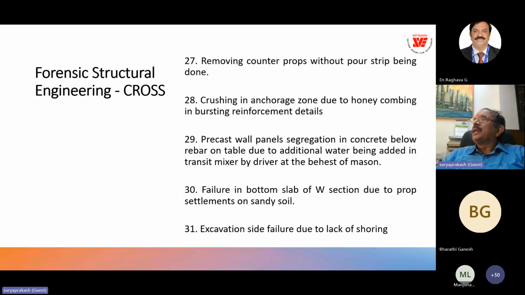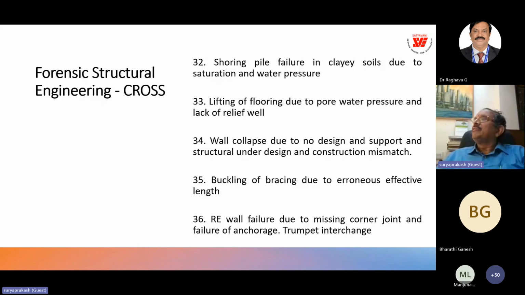And precast wall panel segregation in concrete. This is also an interesting case. Failure in bottom slab of W section due to prop settlements in sandy soil. Excavation site failure due to lack of shoring. And shoring pile failure in clay soils due to saturation and water pressure. Lifting of flooring due to poor water pressure. Wall collapse due to no design and support. And structural under design and construction mismatch.